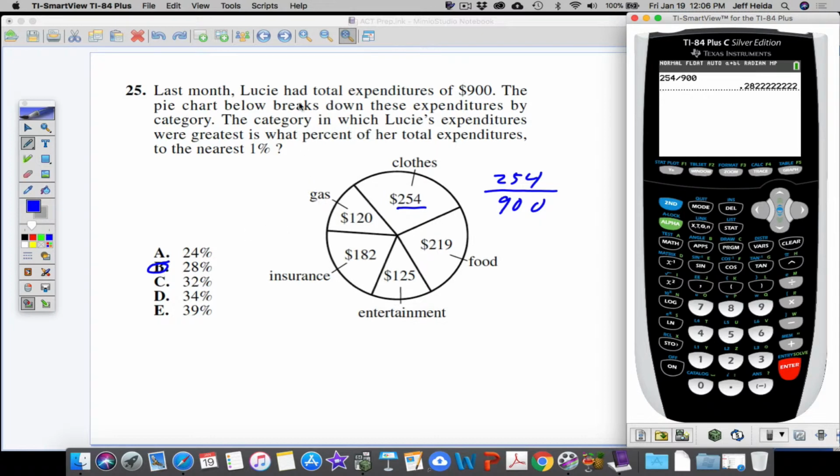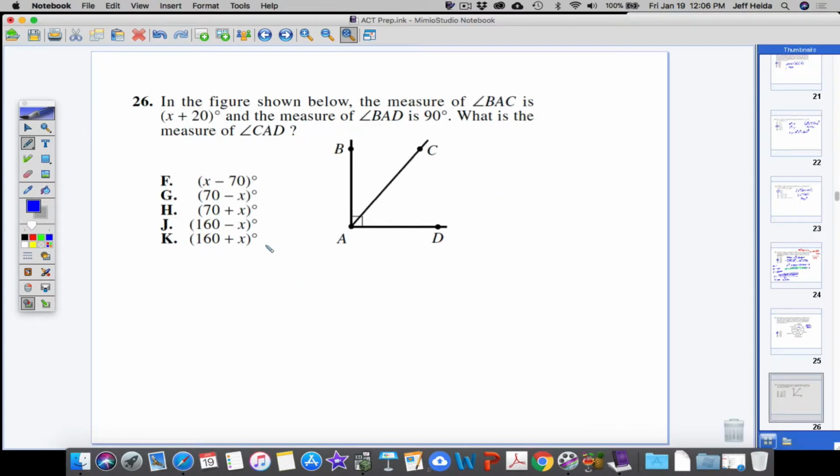This one's pretty straightforward. 26, we've got angles going on here. In the figure shown below, the measure of angle BAC is x plus 20. So that's this angle. And the measure of BAD is 90 degrees as noted by that. What is the angle of CAD? So you're going to have 90 degrees is equal to, and I'm going to call this angle theta. And theta is a pretty common letter to use for an angle.